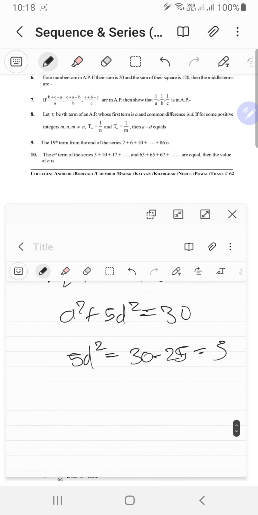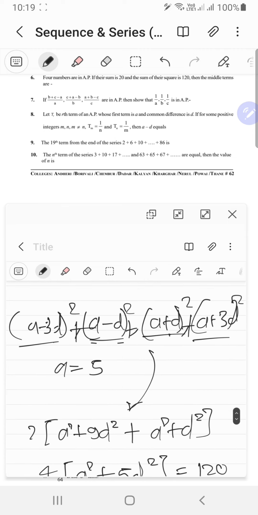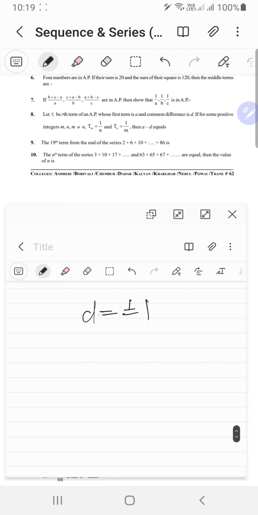d is either 1 or minus 1, right? So in both cases you still get the same middle terms, just the order is switched. So it's going to be 5 plus 1 and 5 minus 1, which is 6 and 4.